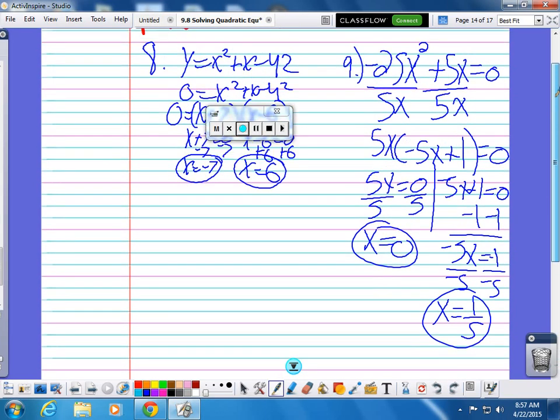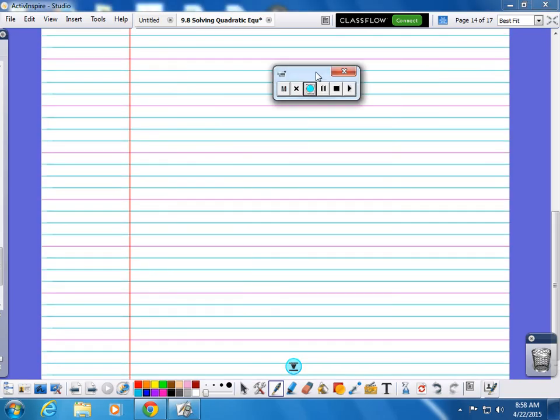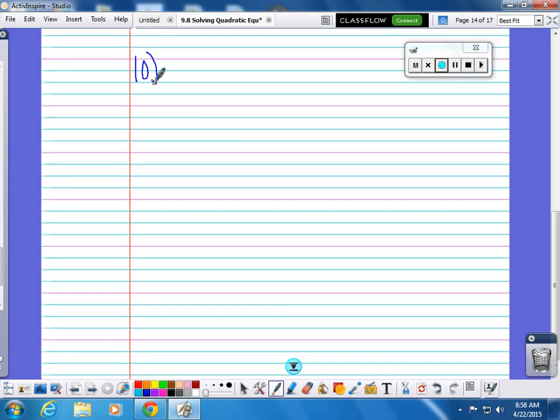Alright, he factored out a 5x. If you factor out a negative 5x and got positive 5x minus 1, you're in the same boat he's in. He set his factors equal to 0 and got 0 and 1/5. Do you guys agree? Yes. Alright, next is number 10. Yeah, 0.2, 1/5.